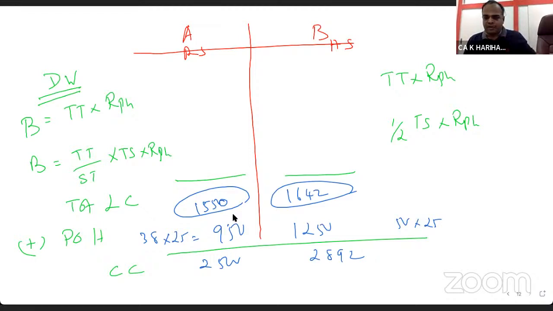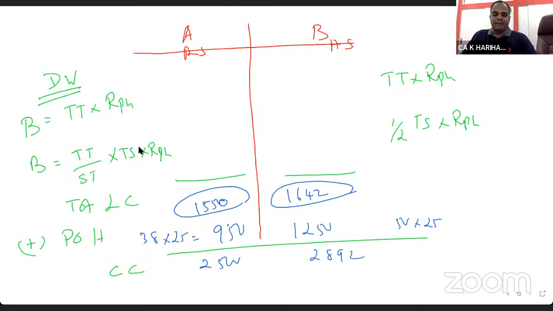Okay. We're talking about the previous line item. So total labor cost 1,550 and 1,642. Is it right then, all of you? Now got it? Yes. Next, we have to go for basic plus bonus.